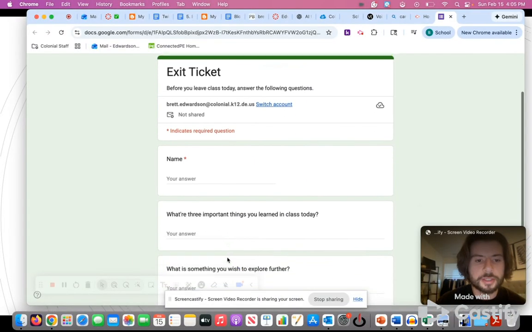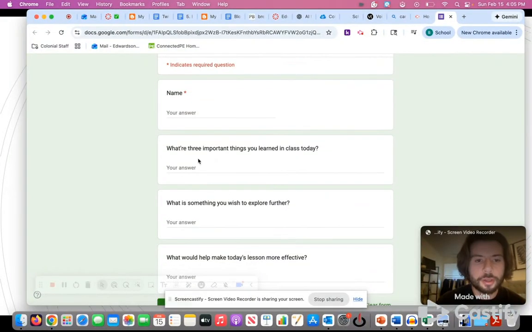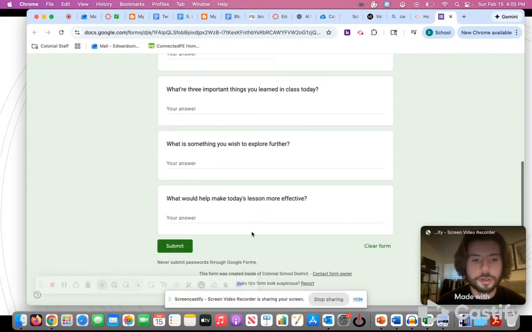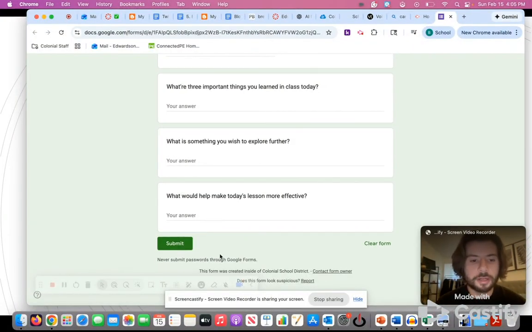And then this is the exit ticket. So they just want to provide their name, 3 important things that they learned today, what is something that they wish to explore further, and lastly, what would help make today's lesson more effective, so feedback for the teacher.